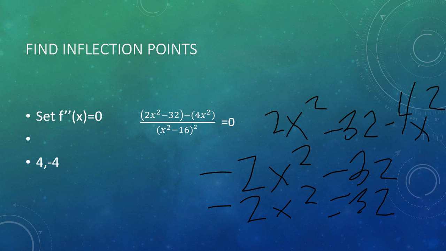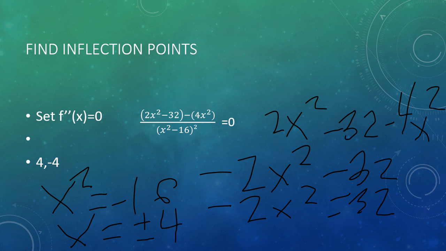And then you would divide by negative 2, so you get x squared equals negative 16. Square root of that would be x equals plus or minus 4. And those are your inflection points. Those are the x values.